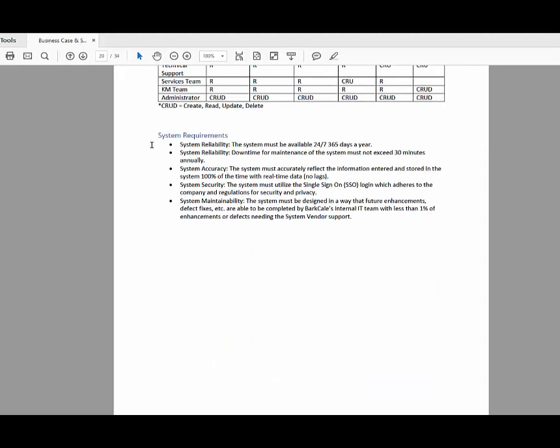Again, the system requirements were more at a totality of the system rather than sprint by sprint, but these did get updated with each sprint as more information was known. So our system requirements really talk about the system reliability. How often does the system need to be up? How accurate does it need to be? What security needs to be around the system? Is there a single sign-on? Is there a token that needs to be utilized to sign on with? And also system maintainability. How easy is this system going to be to program in the future or make enhancements to? So we really needed to think about the system requirements as well.